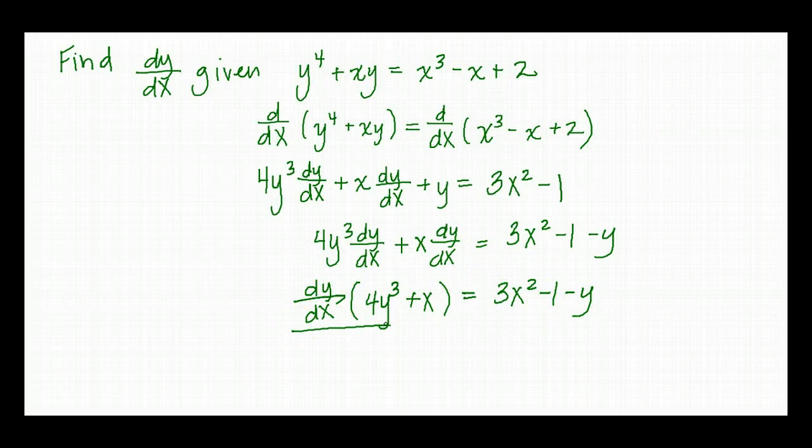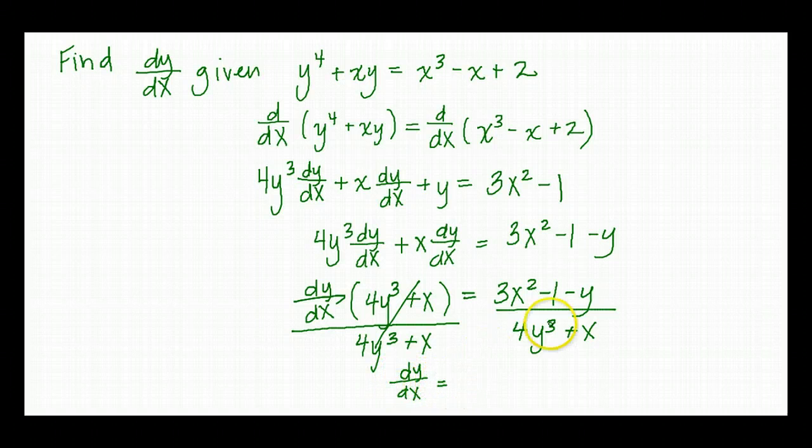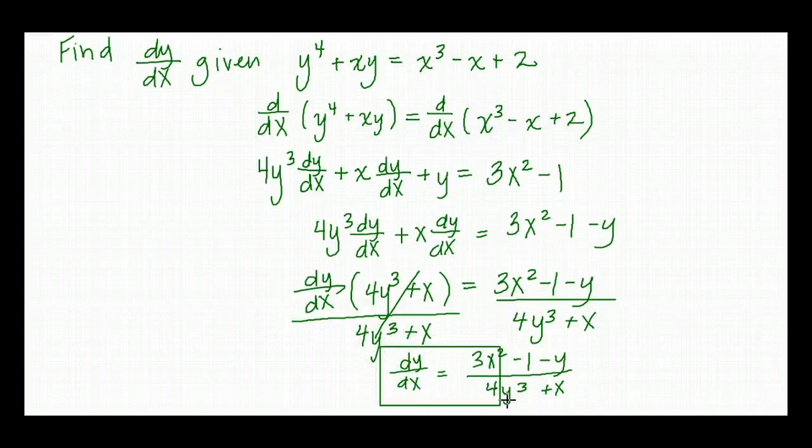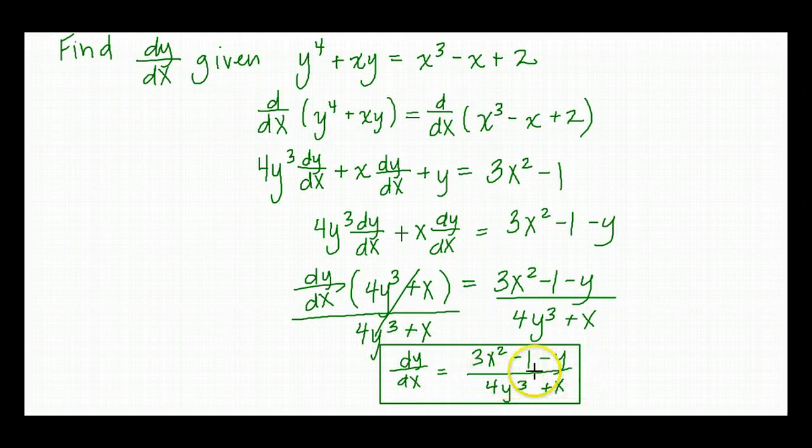And then the last step is to divide both sides by 4y cubed plus x. So finally, these will cancel, and I'll get dy/dx equals this right-hand side, 3x squared minus 1 minus y, divided by 4y cubed plus x. As you can see, these implicit differentiation problems can get a little bit messy. So this entire thing here is the answer, and there were a ton of tiny places where we could have made mistakes.